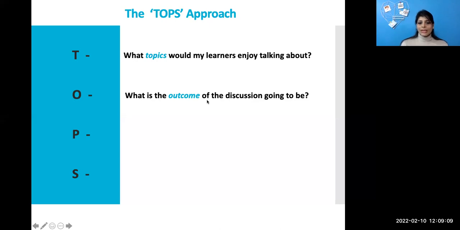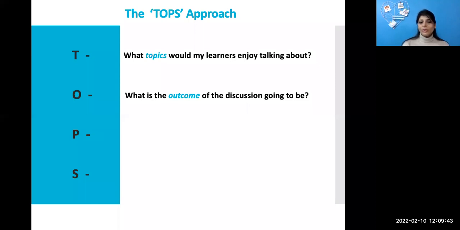Now, what we really need to remember is that a discussion is a means to an end. It's never an end in itself. So if there's no outcome, then there is no real reason for learners to speak. There's no real motivation to speak. So the outcome, I would say, is the most crucial thing when setting up a group discussion, because it gives our learners a reason to speak, a need to speak. And just reaching the conclusion cannot really be an outcome. That's not a very realistic outcome.